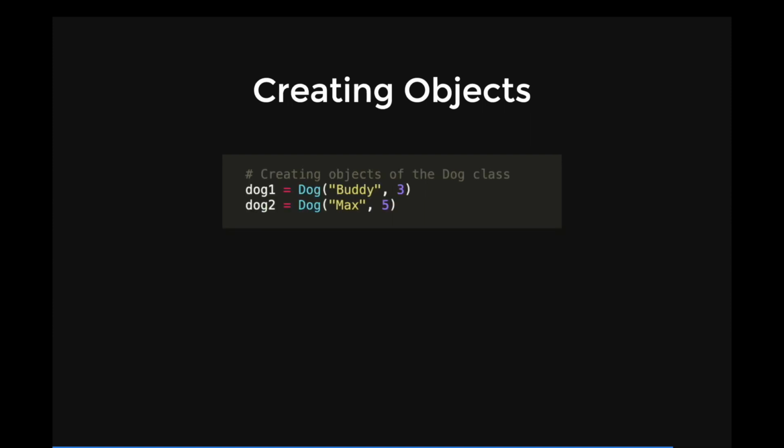Creating objects. Once a class is defined, you can create object instances of that class using the class constructor method, __init__. In this example, we create two Dog objects, dog1 and dog2, with different values for the name and age attributes.